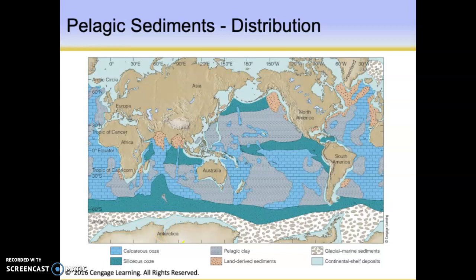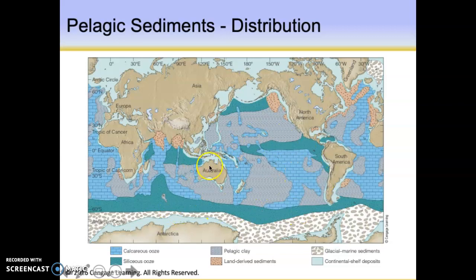And again, it's not just depth, it's really about chemistry. So the chemistry determines which kind of ooze you will find. Generally speaking, in deeper parts of the ocean, you will find siliceous ooze. In shallower parts, you can find calcareous, but it's much more complicated than that.